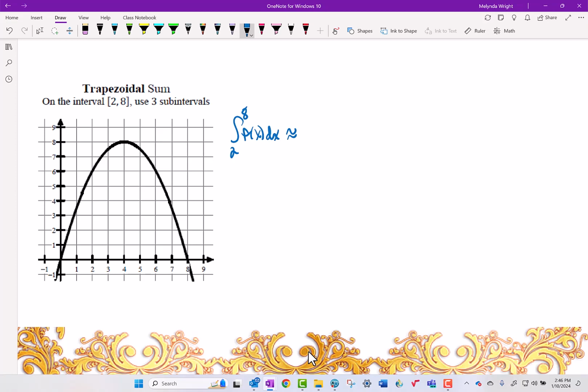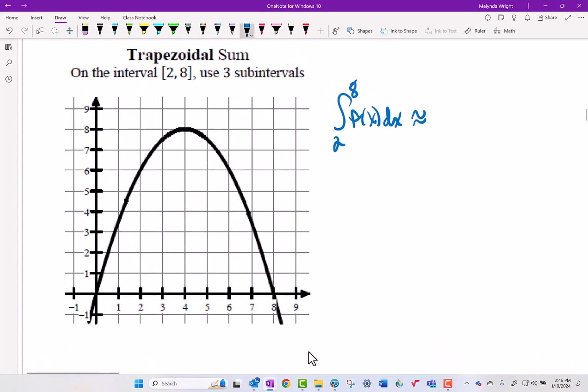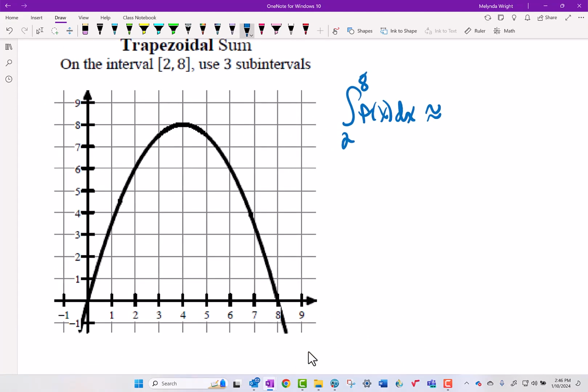Now I'm going to draw the trapezoids. I'm going to make this a little bit bigger. So 3 subintervals means 3 trapezoids. I need 3 trapezoids from 2 to 8. So this is my first trapezoid. It would look like that, right? That's my first trapezoid. And then my second one would look like this. And then my third one would look really weird. It really kind of looked like a triangle, but we're still going to do a trapezoid.